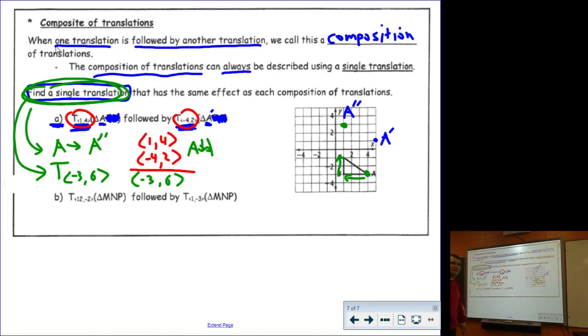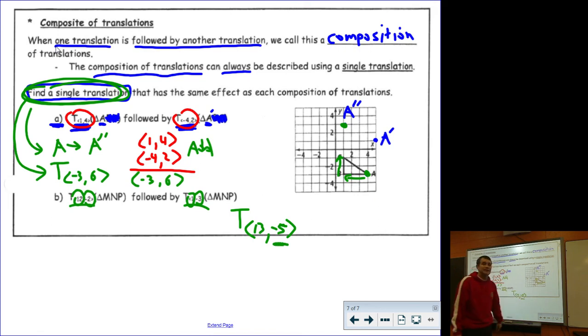So what about letter B? What if we had a translation of 12, negative 2, and then did a translation on that of 1, negative 3? What single translation would be the same? Well, hopefully you got... Did you get it? How about 13, negative 5? If we add the 12 and the 1, we get 13, and the negative 2 and the negative 3 gives us the negative 5, and that would be it.